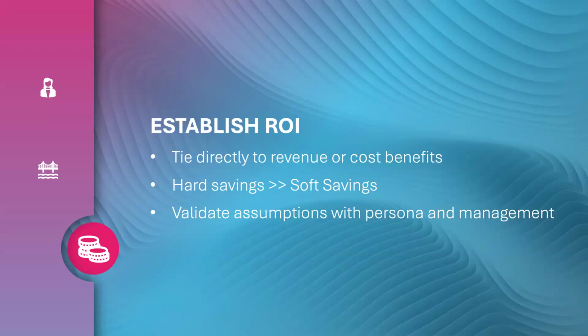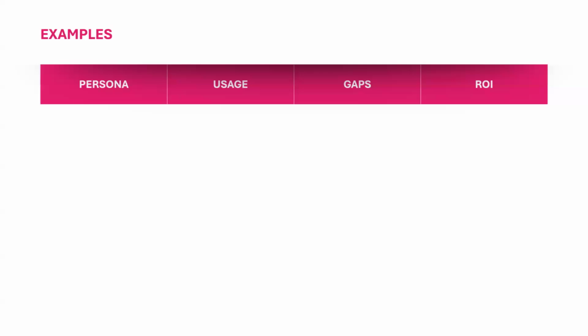And then, very important, anyone can come up with assumptions, and anyone can build a spreadsheet with ROI. It's critical that you validate any assumptions with a particular persona and with management, so that you know the business is standing behind you and saying, yes, in fact, if we enable these capabilities, we're going to be able to generate this ROI, and it's going to be amazing. So let's look at some examples, right? Again, take it out of the theoretical and look at a few examples.